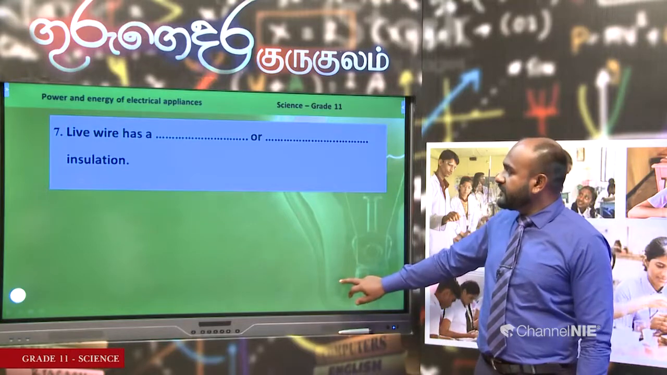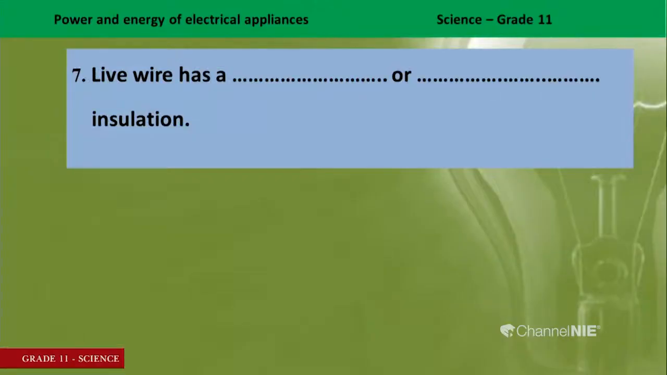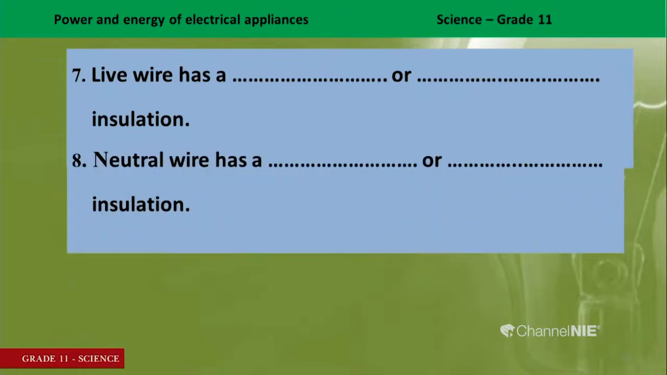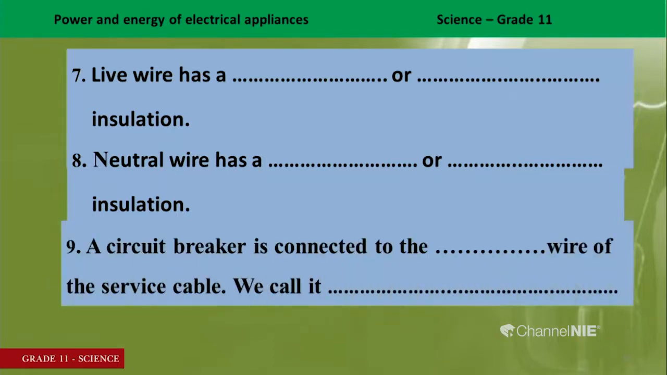Live wire has a blank or blank insulation. You need to think of the color of the insulation. Neutral wire has, again you need to think of the color of insulation of the neutral wire. A circuit breaker is connected to the blank wire of the service cable. We call it. Shall we check the answers?